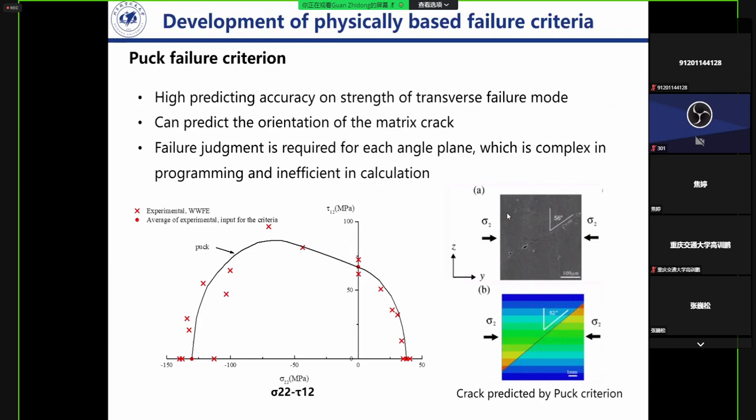Puck failure criteria has made a great improvement in interfiber failure. In addition, it can also give the orientation of the matrix crack, which is of great significance for the prediction of matrix failure in composites. However, failure judgment is required for each angle plane, which is complex in the programming and inefficient in calculation.